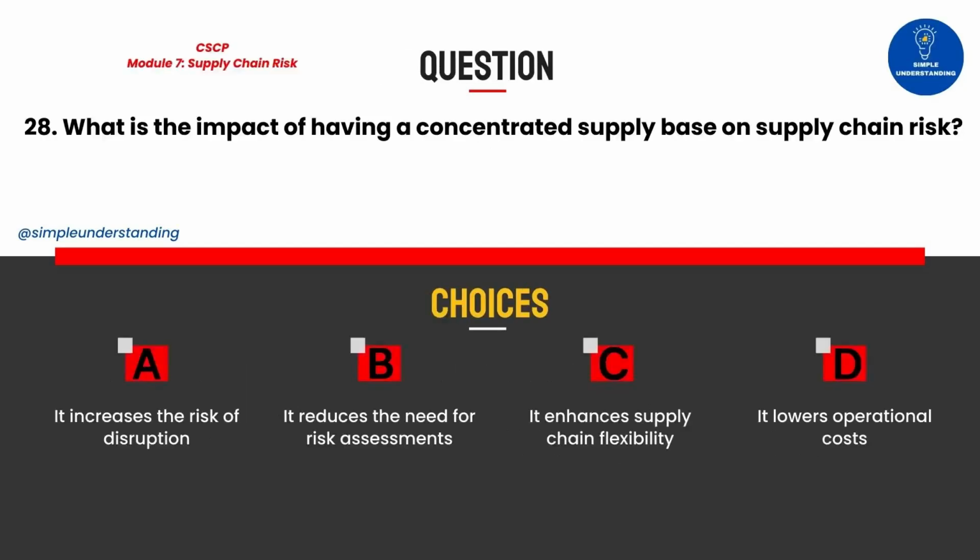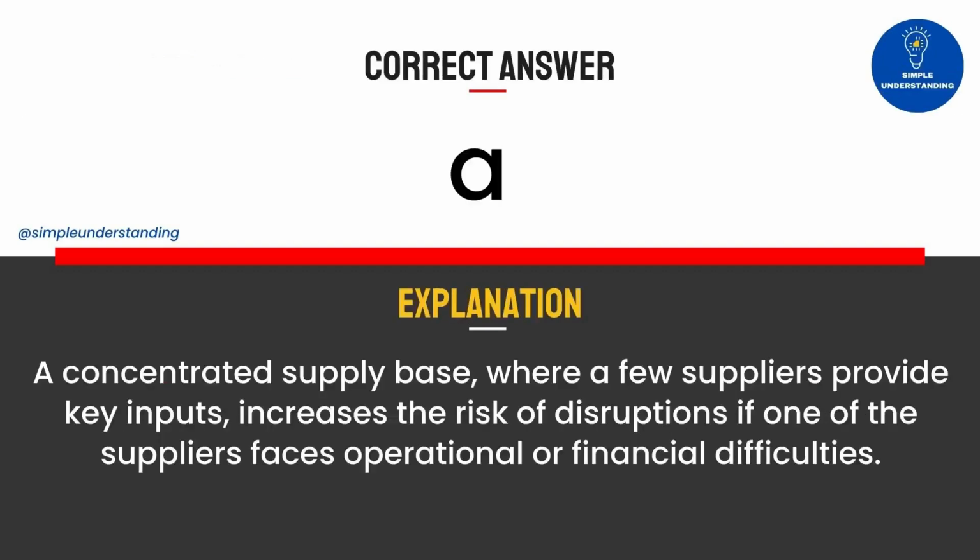28. What is the impact of having a concentrated supply base on supply chain risk? A. It increases the risk of disruption. B. It reduces the need for risk assessments. C. It enhances supply chain flexibility. D. It lowers operational costs. Correct answer, A. Explanation. A concentrated supply base, where a few suppliers provide key inputs, increases the risk of disruptions if one of the suppliers faces operational or financial difficulties.